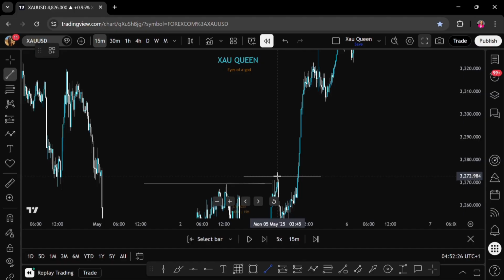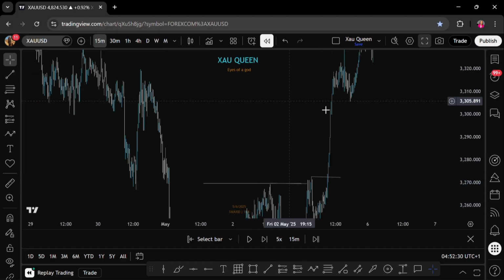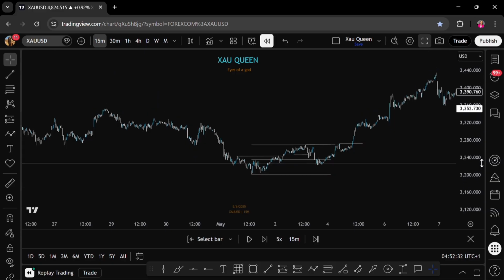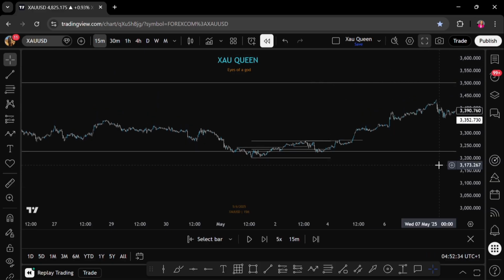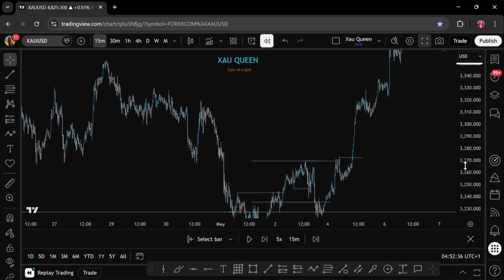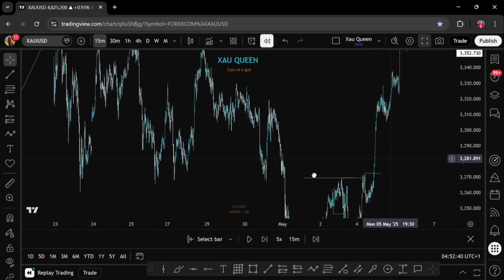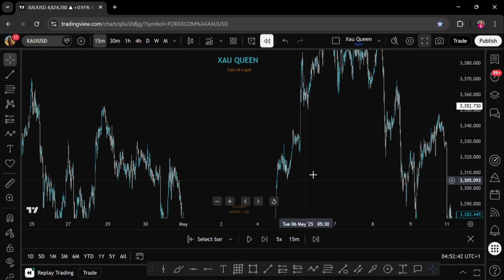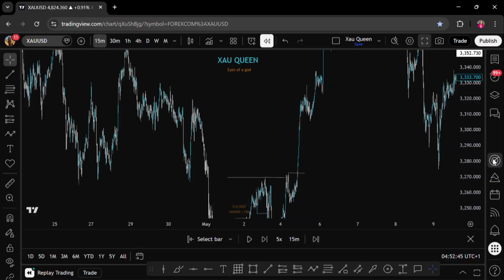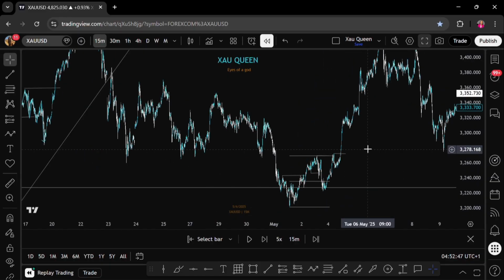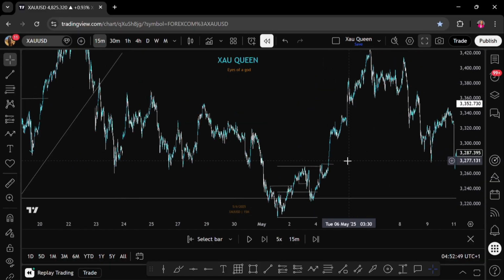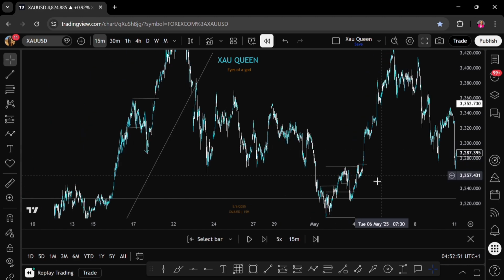Now, this is another break of structure right here. Let me delete this. Remember, where are we targeting? We are targeting our swing high, which is this guy here. So everything we should be doing is to buy to take out that swing high. So this was another break. We didn't get a pullback. That's why I'm telling you that at times gold can be crazy. You will not get those pullbacks. But if you zoom out, you notice that these are just internal structures.